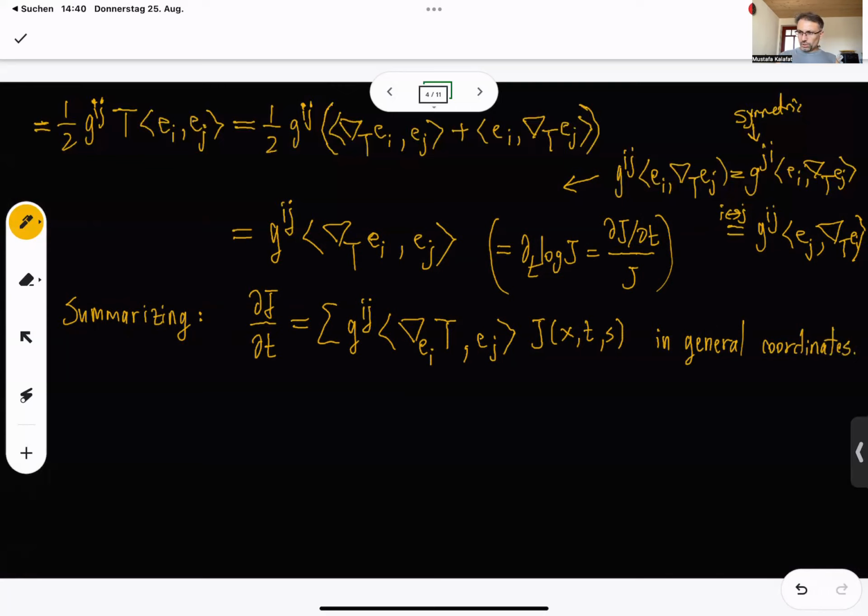So this was a preparation for the second derivative. Now we can look at the second derivative.